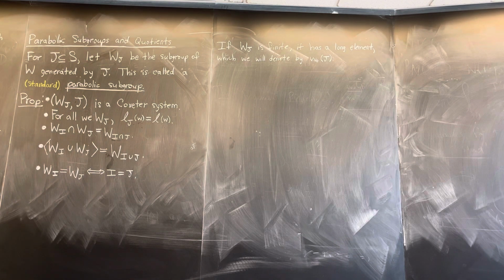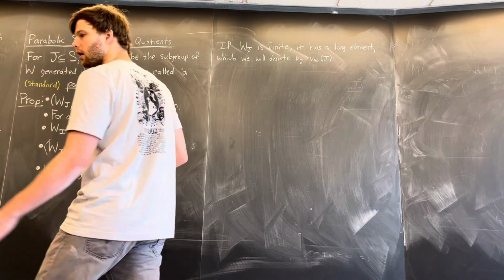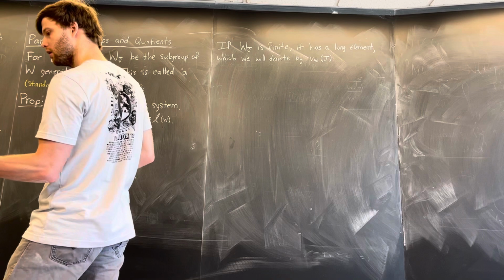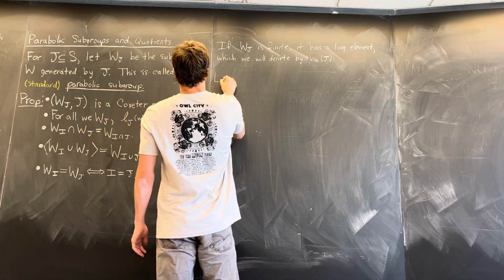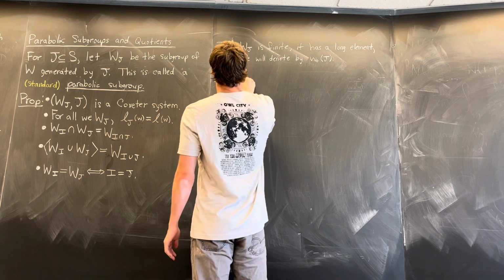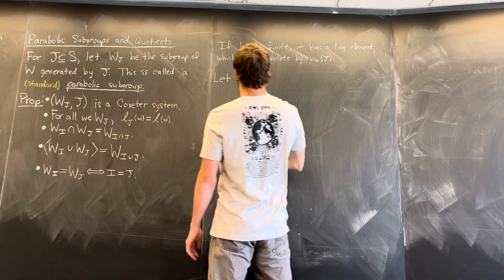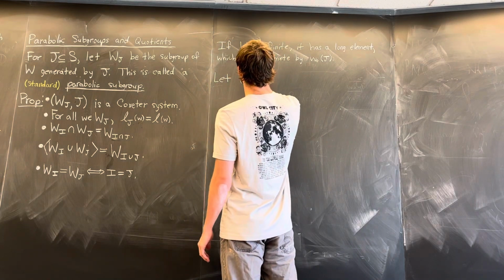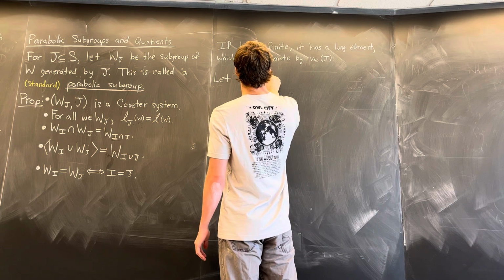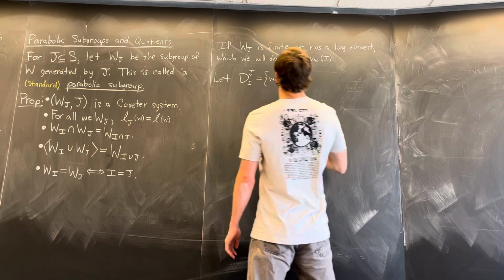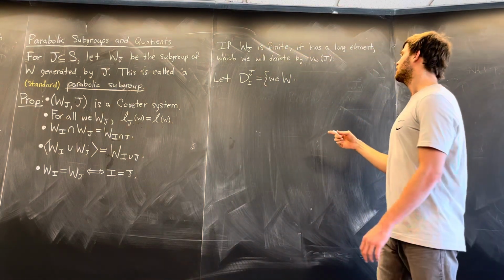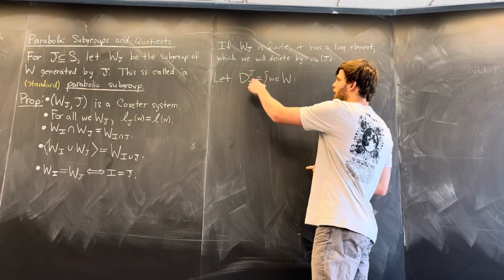So let's write D subscript I superscript J for the set of elements of my Coxeter group whose right descent set is contained in J and contains I.